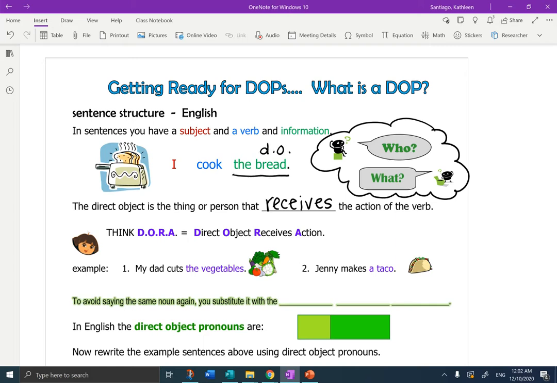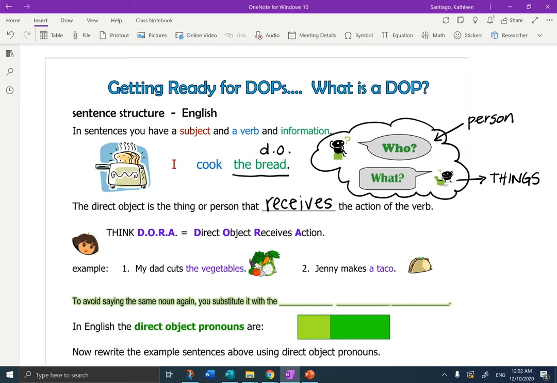A direct object can also be a person, but we're going to talk about that in the next chapter. Think about it though. You could say, I talk to my friend. Who receives the action of talking? My friend. This time we're just going to focus on the what's or the things. So again, the direct object is the thing that receives the action of the verb.